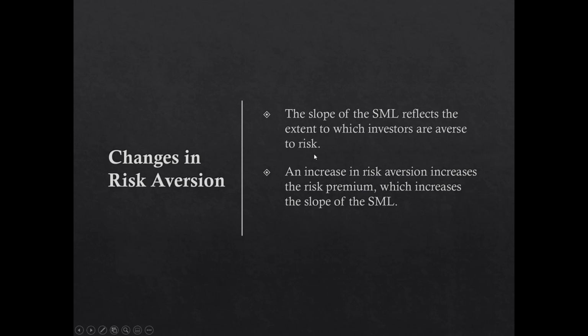The slope of the security market line represents the extent to which investors are risk averse. An increase in risk aversion increases the risk premium, which increases the slope of the security market line. So the more risk people are willing to take, the more the security market line goes down. Risk aversion is risk that people don't want to take. If there's an increase in risk aversion, the security market line slope goes up.